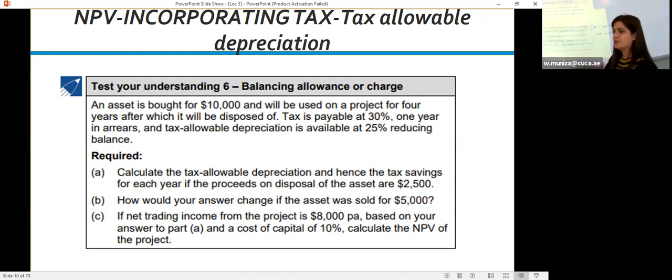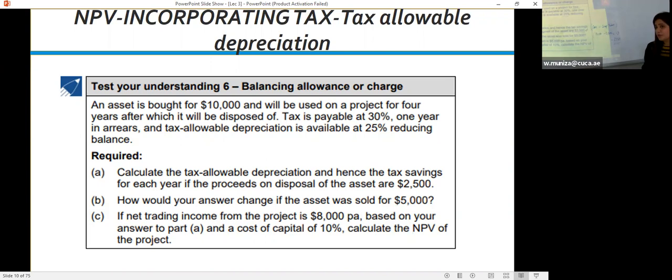From 0, because investment is always made in current terms. No, dear, for disposal, 4 years. It's for 4 years, Hashim. It's written. Investment year is not going to be included.